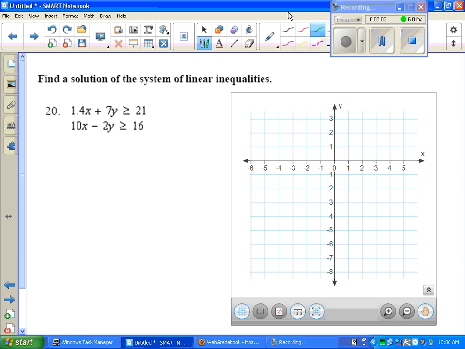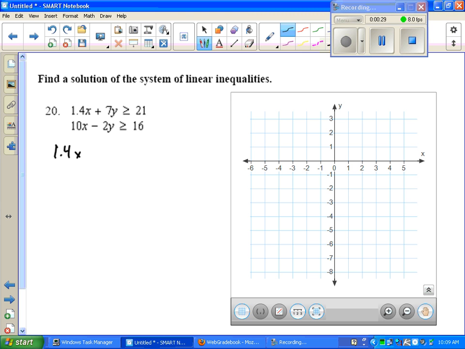Okay, this is spring test number 7, from sections 1-1 all the way through 7-6, solving systems of linear inequalities. This is part 4. We're picking up on number 20. We have two inequalities here. 1.4x plus 7y is greater than or equal to 21, and 10x minus 2y is greater than or equal to 16. Let's take that first one.